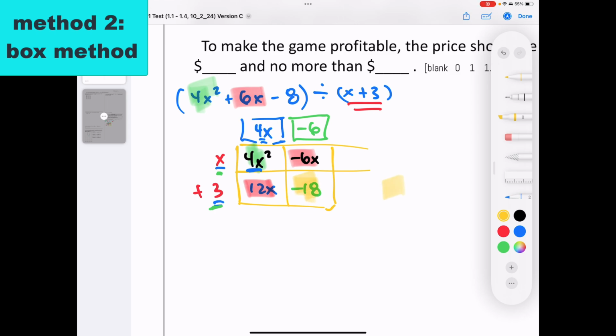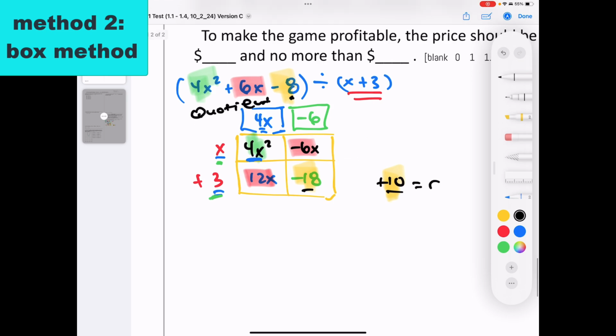And negative 18 plus something is going to equal a negative 8. Well, this is going to be a plus 10. Negative 18 plus 10 gives me a negative 8. Okay, so there's my answer. This is my quotient. But this is going to be your remainder. So when it's outside the box here, that's going to be your remainder. So let's go ahead and write the remainder. That's going to be a plus 10. It's a fraction. And then the x plus 3 will be the denominator.